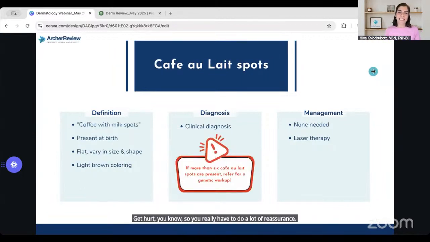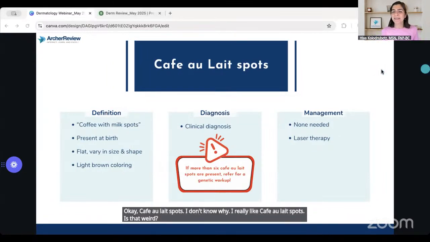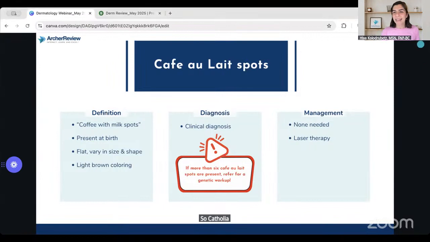Okay, cafe au lait spots. I don't know why I really like cafe au lait spots. Is that weird? So cafe au lait spots, also benign skin lesions.